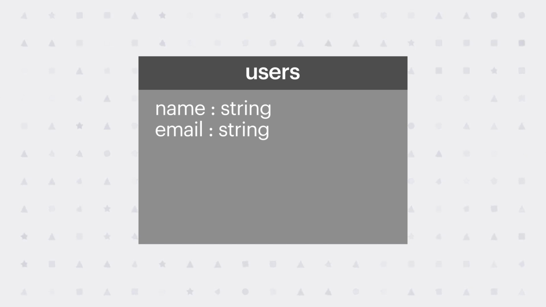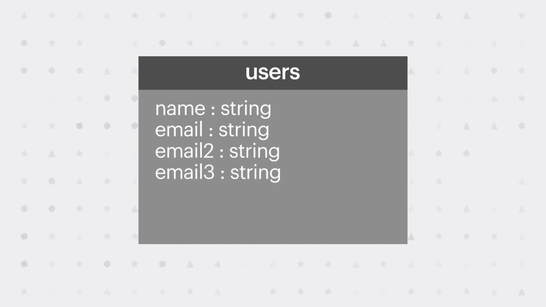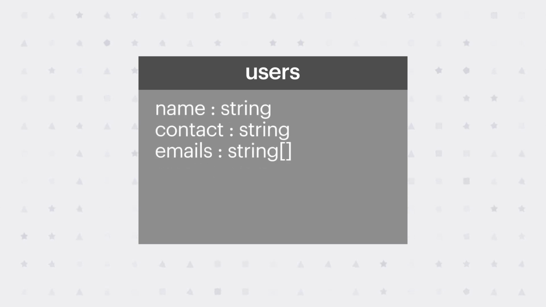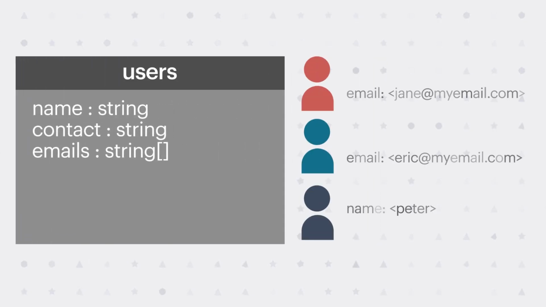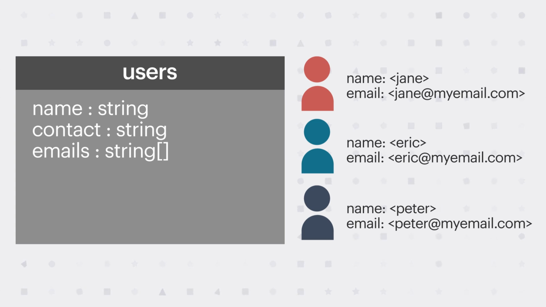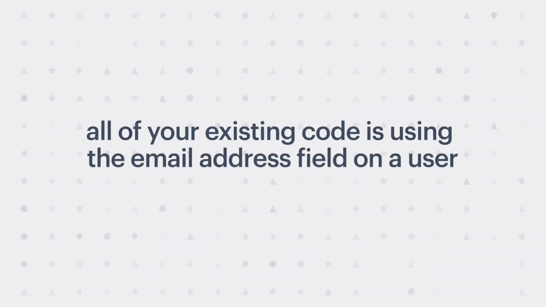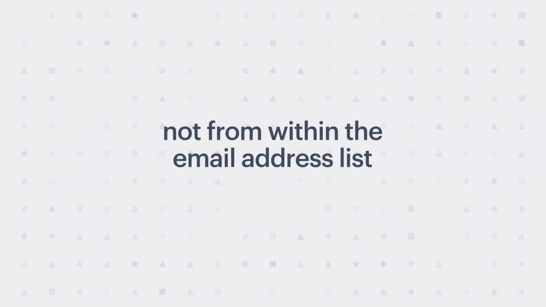You could add additional columns such as email 2, email 3, etc. However, a better way is to use a list of email addresses. While the most future-proof way to go is to use an embedded list, the problem is all your existing users are stored with email address fields directly in the documents, rather than in the email addresses list. In addition, all your existing code is using the email address fields on a user, not from within the email address list. So what do?